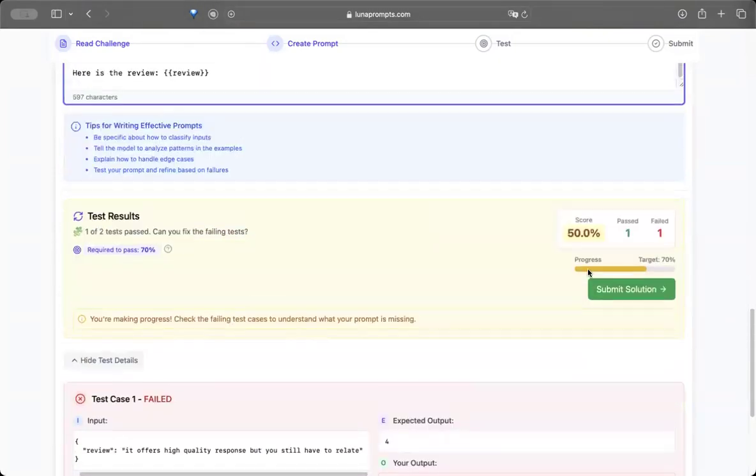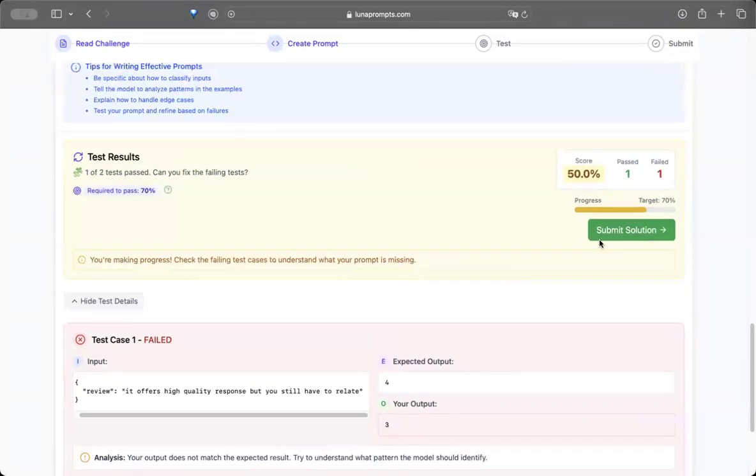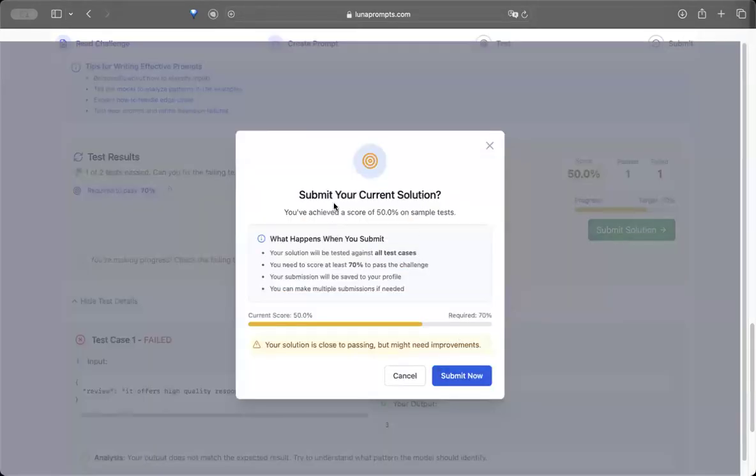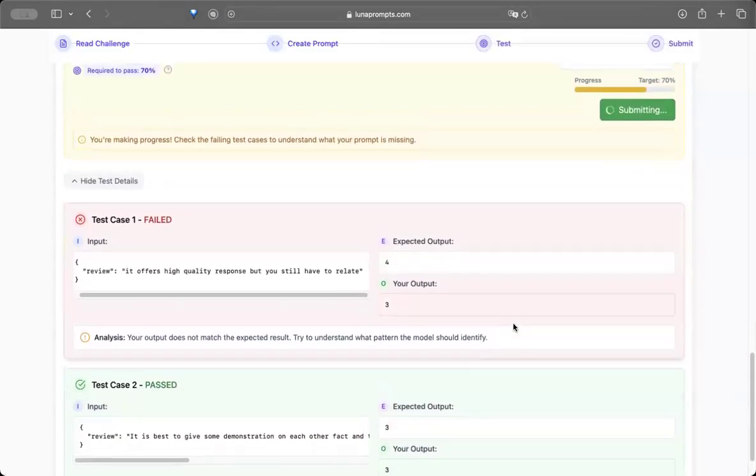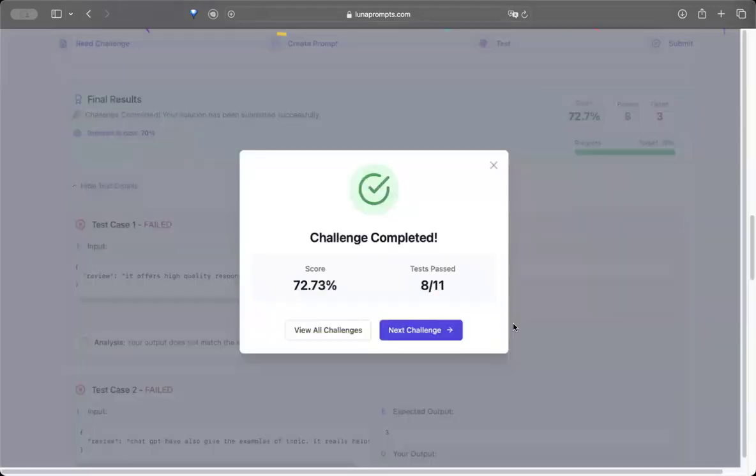What I'm going to do now is run it on all of the test cases. Now I'm going to submit the solution. This is going to run it on all of the test cases that are in the database instead of running it only on the 2 test cases that we had before. So I click submit current solution. We're going to get a warning. You've achieved a score of 50%. You should try to pass 70% of test cases to pass this challenge. And right now, your solution is close to passing, but it may not pass everything. We're just learning here, so I'm going to run it on all the test cases. We're going to see what happens.